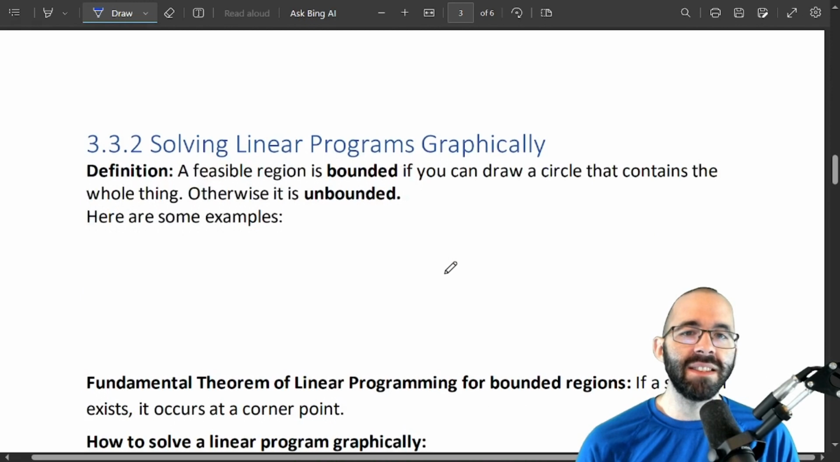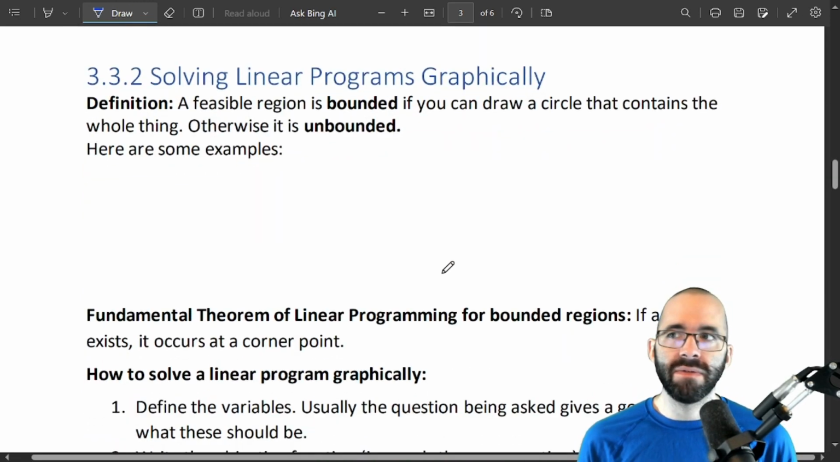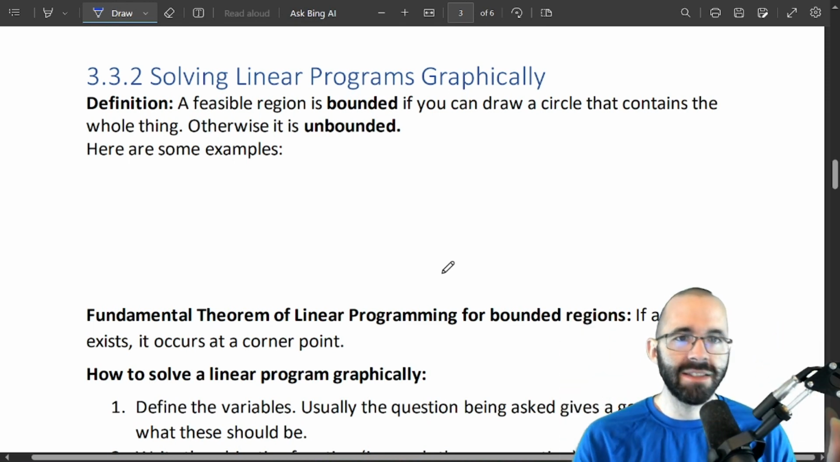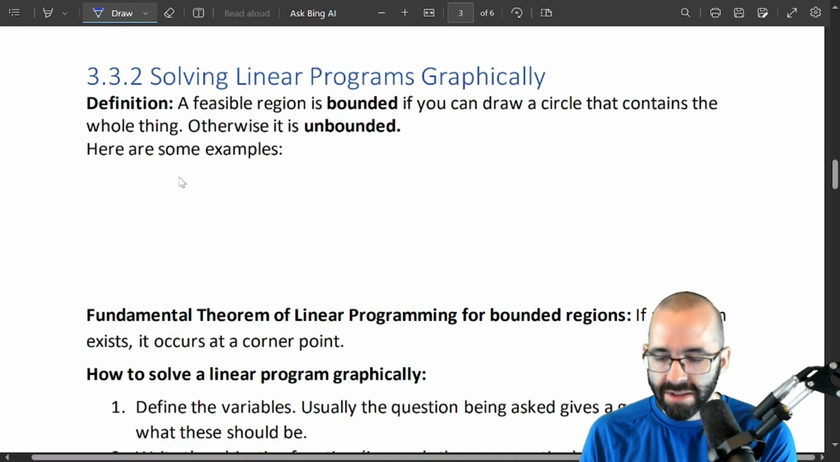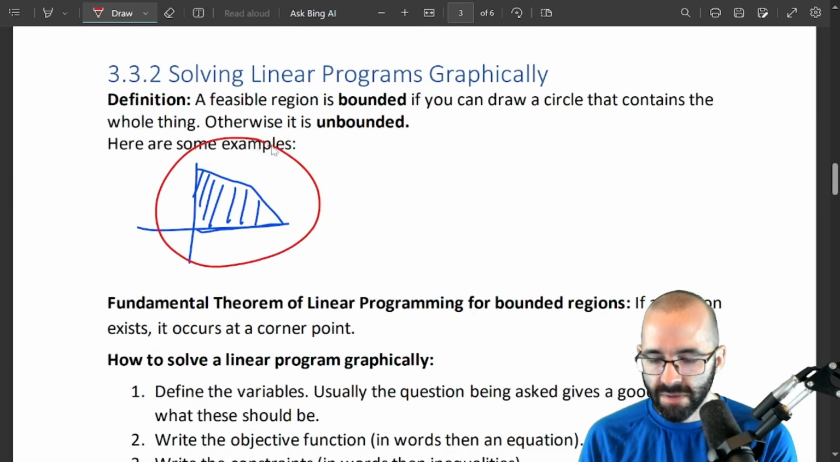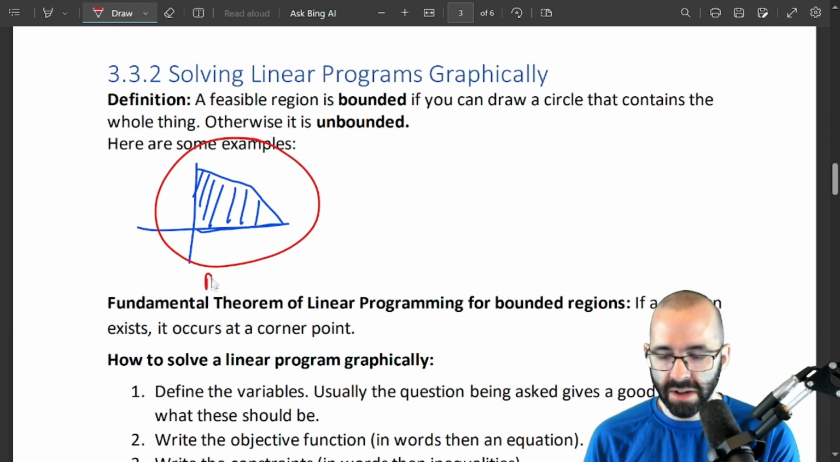A feasible region is bounded if it has edges in every direction. Can you draw a circle that contains the whole thing? Otherwise, it's unbounded. So in our first example, our feasible region looks something like this. It was bounded, right? I can draw a circle that takes the whole thing. It's bounded.